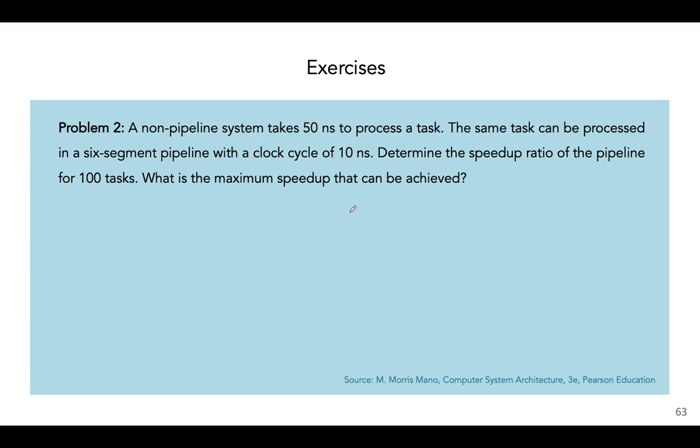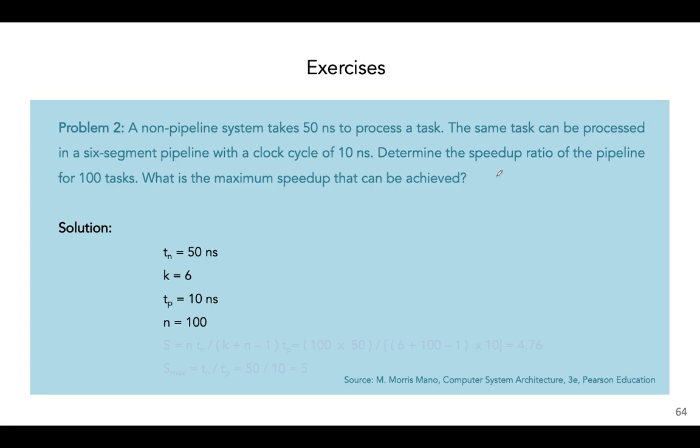A non-pipeline system takes 50 nanoseconds to process a task. The same task can be processed in a 6-segment pipeline with a clock cycle of 10 ns. Determine the speed-up ratio of the pipeline for 100 tasks. Also, what is the maximum speed-up that can be achieved?